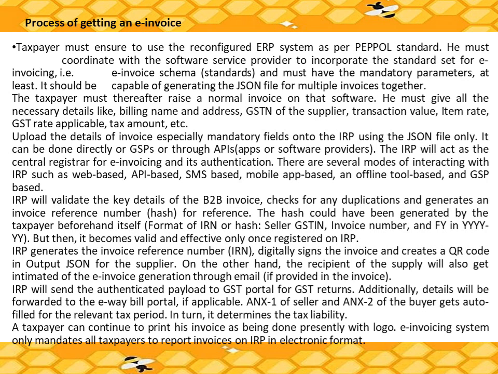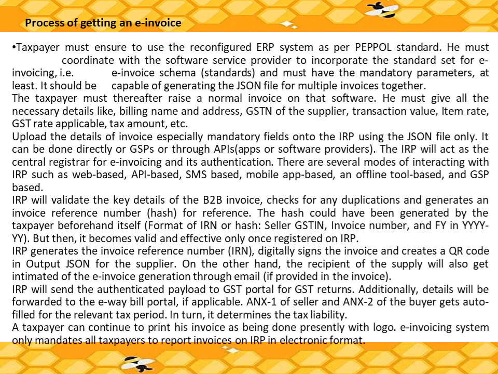The IRP will act as the central register for e-invoicing and its authentication. There are several modes of interacting with IRP such as web-based, API-based, SMS-based, mobile app-based, offline tool-based and GSP-based. IRP will validate the key details of the B2B invoices, check for any duplication, and generate an invoice reference number for reference. The hash could be generated by the taxpayer beforehand, in the format of seller GSTIN, invoice number and financial year, but then it becomes valid and effective only once registered on IRP.